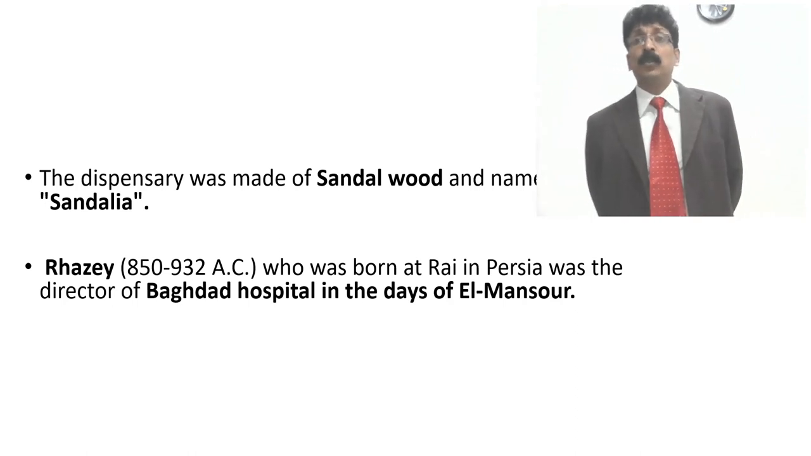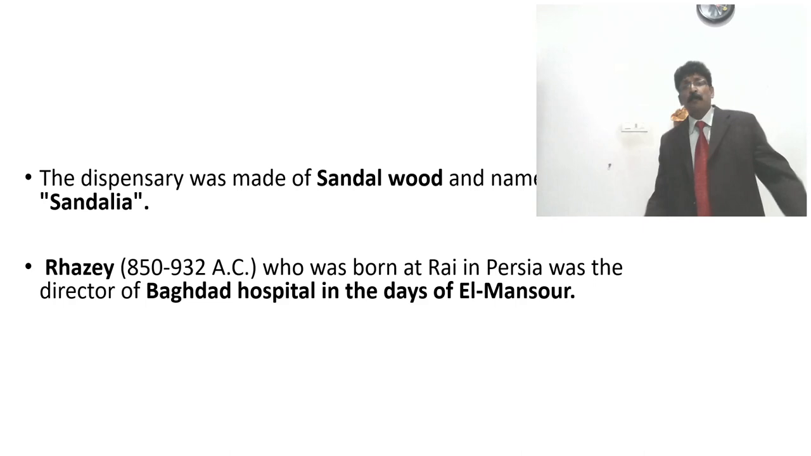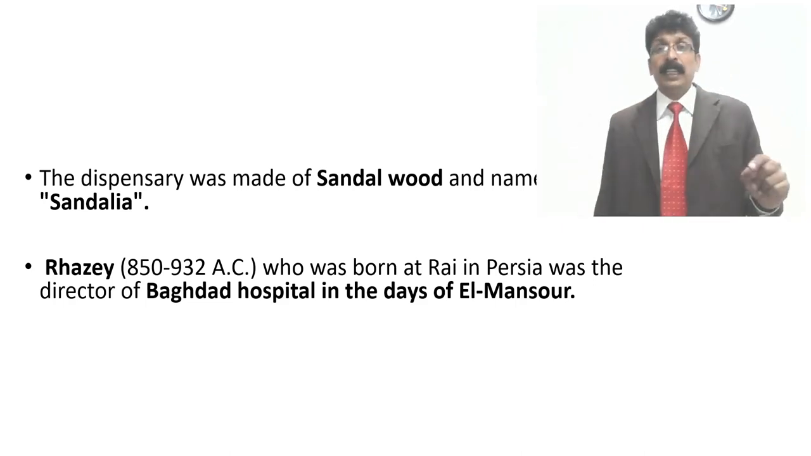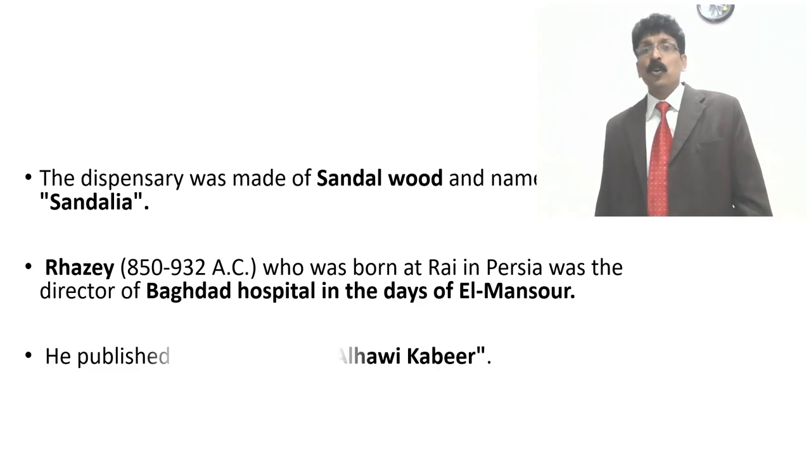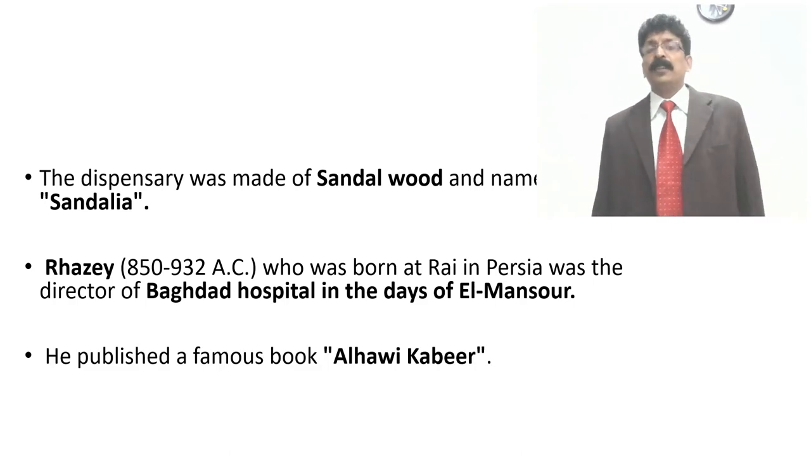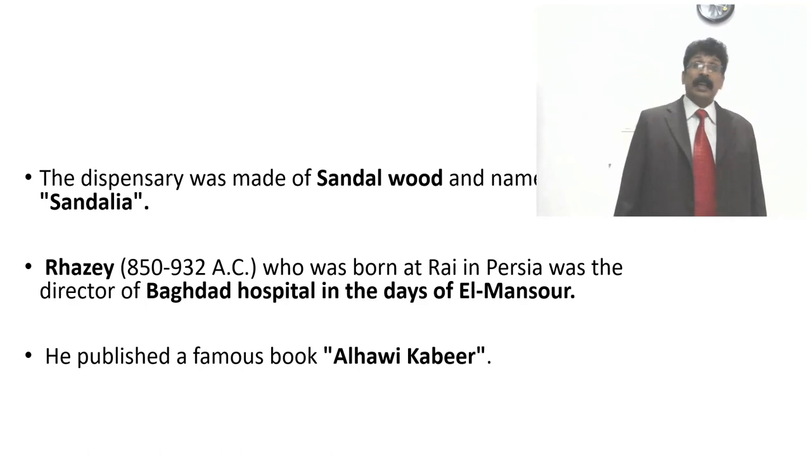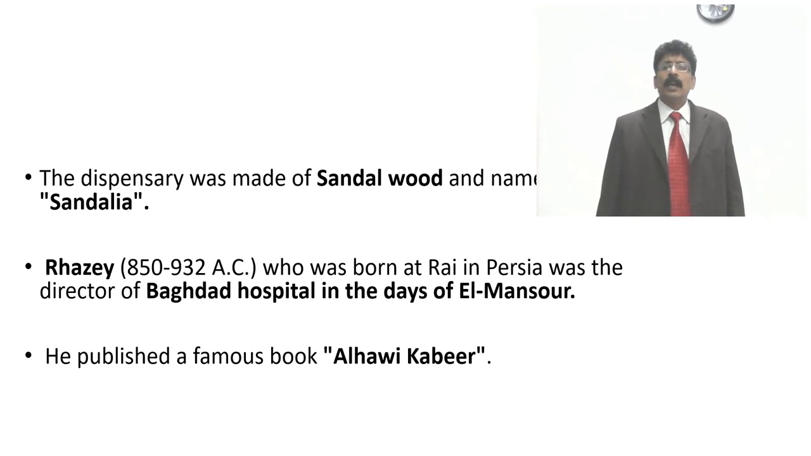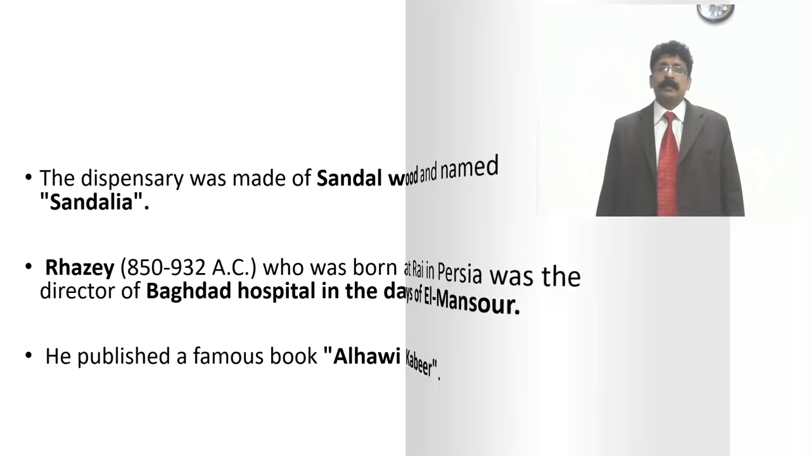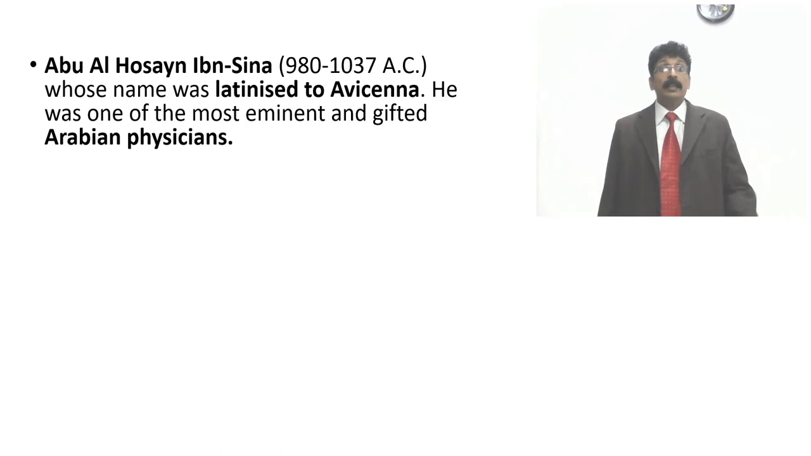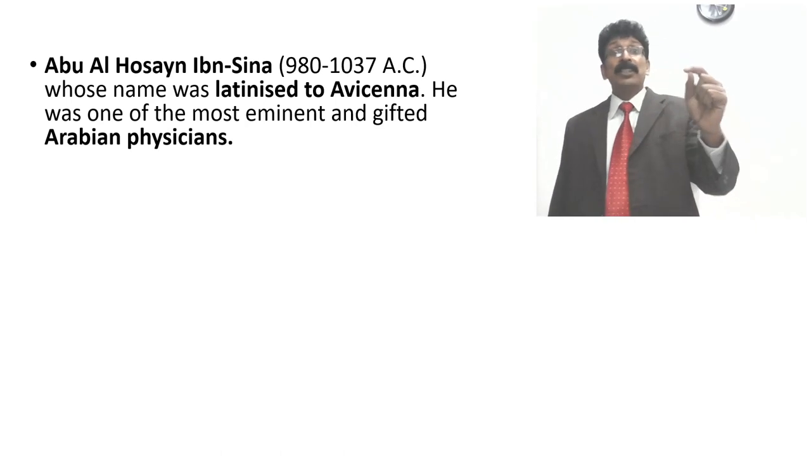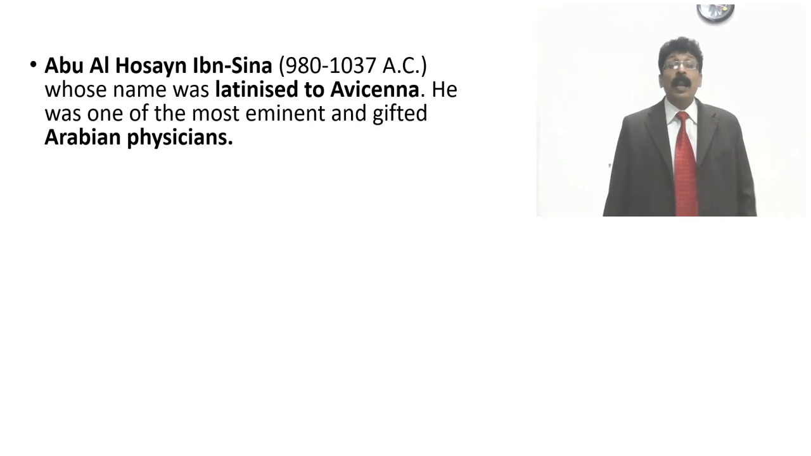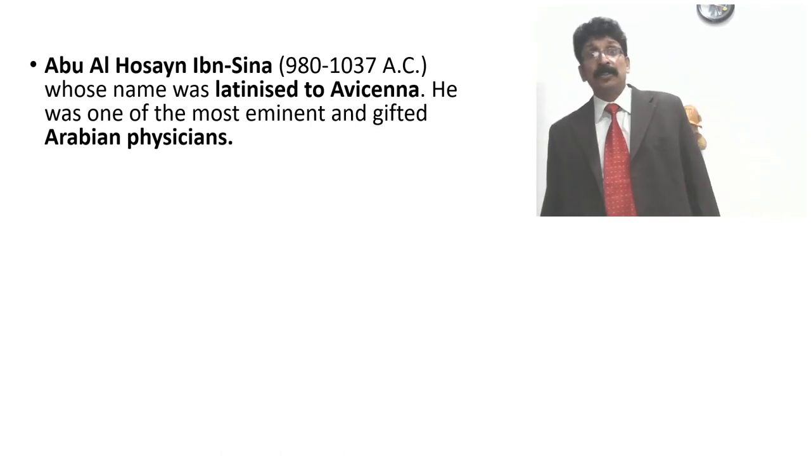Rasi, 850 to 932 after the death of Christ, who was born in Rai in Persia, was the director of Baghdad hospital in the days of Al-Mansur. Al-Mansur, the name of the person you need to remember, Razia or Raze. He published the book Al-Hawi Kabir. And Sina, the name is a little bigger, Abu al-Husayn ibn Sina. Usually they write Sina from Arab.